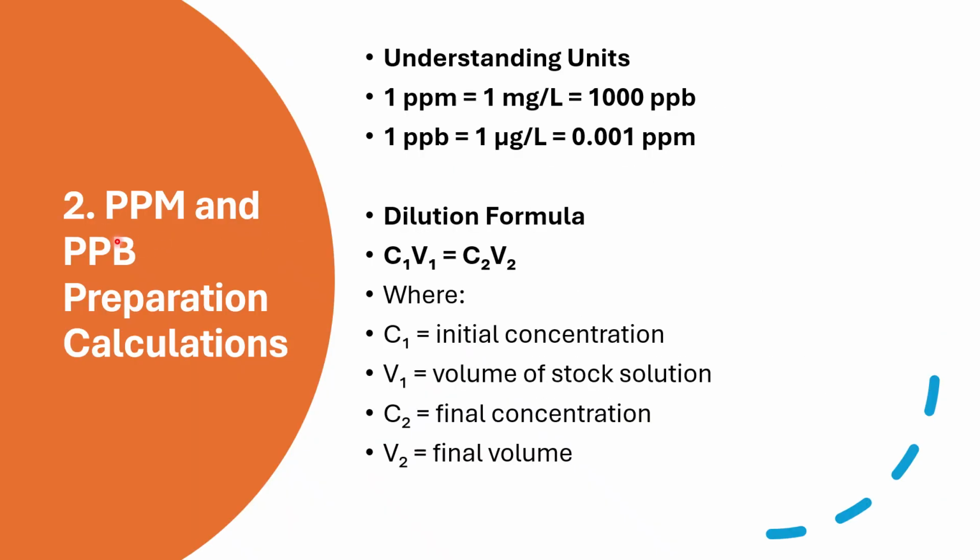Now let's learn about ppm and ppb calculations. For this you need to understand the units, that is 1 ppm is equal to 1 mg per liter, and that is equal to 1000 ppb, and vice versa, that is 1 ppb is equal to 1 μg per liter, that is equal to 0.001 ppm. So the dilution formula is C1 V1 is equal to C2 V2, where C1 is your initial concentration, V1 is volume of stock solution, C2 is final concentration, and V2 is your final volume.